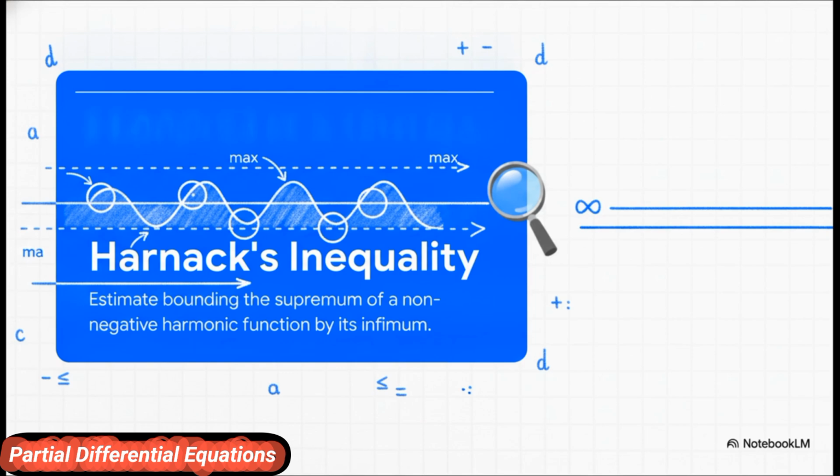Think about that for a second. There are absolutely no hills or valleys allowed if the function goes on forever and can't dip below a certain point. It just flattens out entirely.